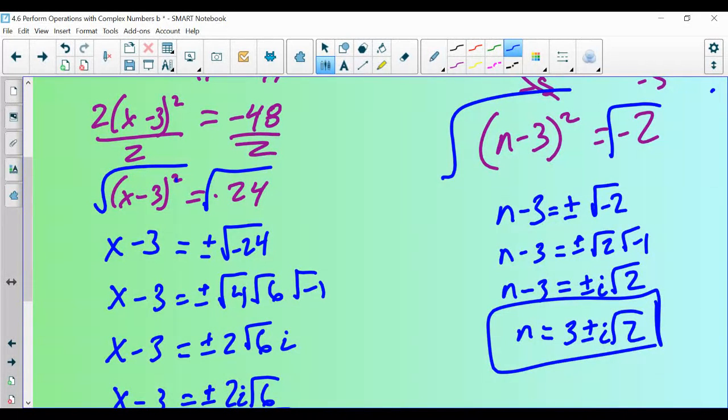So that is kind of solving equations where you're going to end up having a square root of a negative number. Right? That's what all these examples have in common. Please reach out to me if you have any questions on this task.